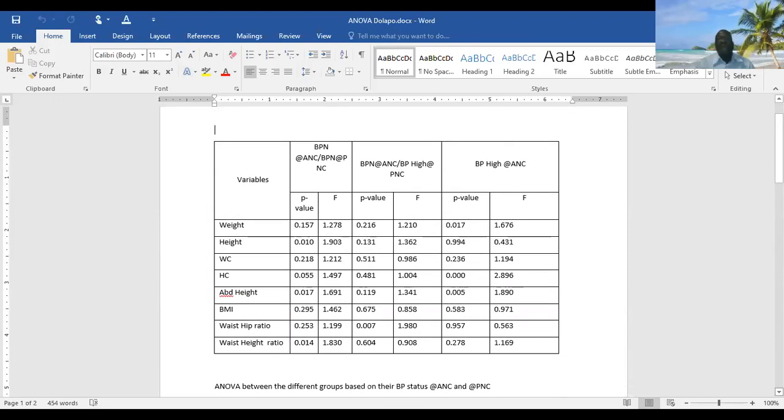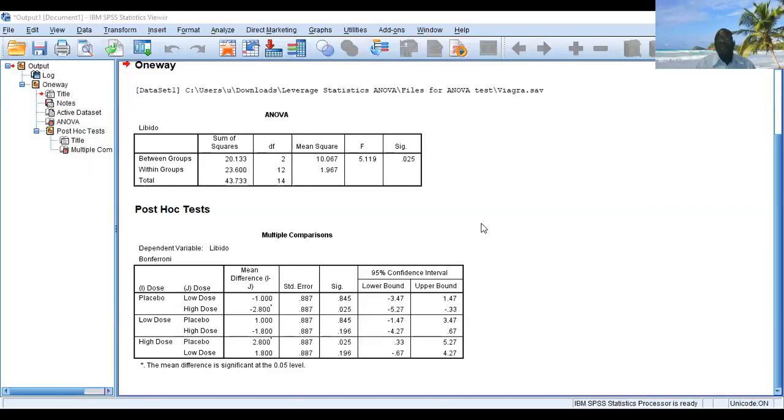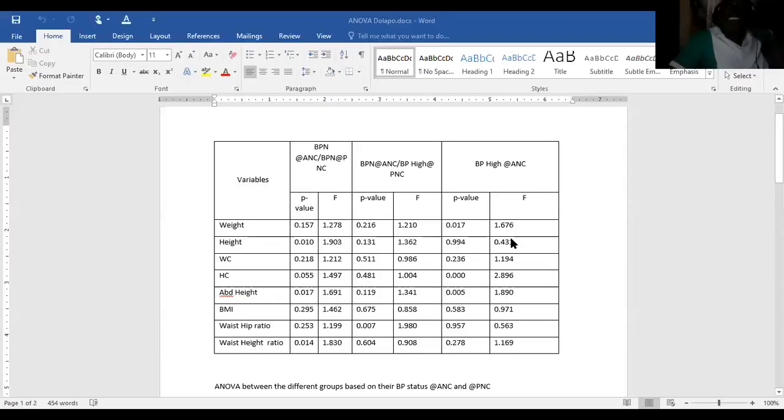I cannot see the Word document. We can't see, we can only hear your voice. Don't worry, I will reshare it. I'll stop sharing. Can you see now?